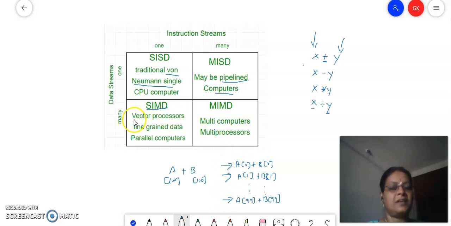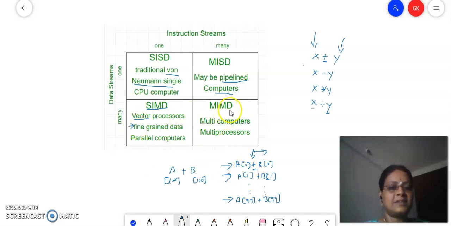So we have a vector, which is otherwise called a vector processor. Here the data is multiple, but the operation to be done on this multiple data is only addition. The single instruction is addition, and this addition is performed on multiple data. So it comes under the category SIMD. The other name for this is the vector processor, and it is a very good example of fine-grained data parallel computers. The data is parallel, and it comes under the category fine-grained.